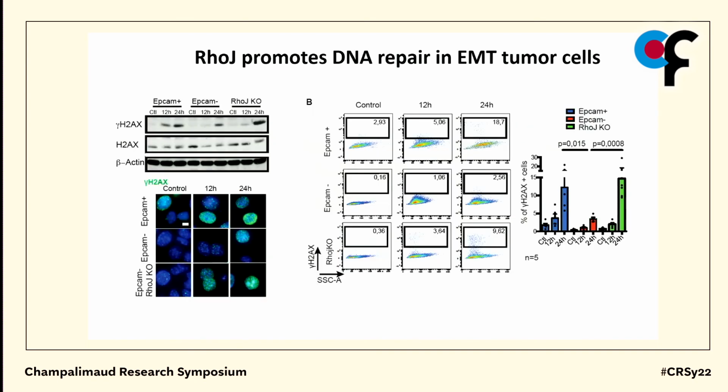So we checked that by gamma H2AX, which marks unrepaired DNA breaks. And as you see here, Rho-G wild-type cells, the EpCAM negative cells, present really little amount of gamma H2AX as compared to Rho-G knockout cells from the same phenotype. So clearly, the EMT tumor cells were resisting DNA damage by promoting the repair of the DNA lesions induced by the chemotherapy.